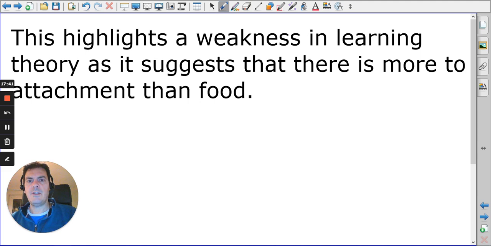So of course Schaffer and Emerson, Harlow, and all these statements about other things that are necessary for attachment just highlight the weakness in the learning theory and suggest that there's more to attachment than simply food.